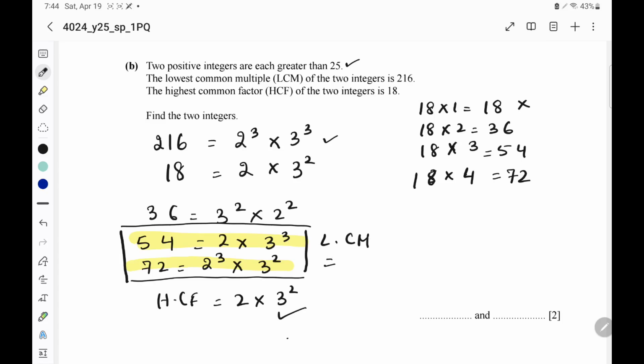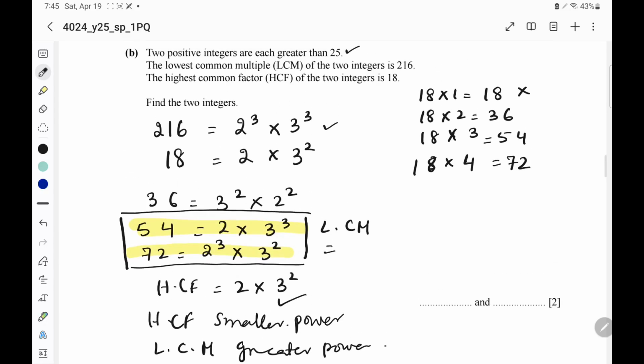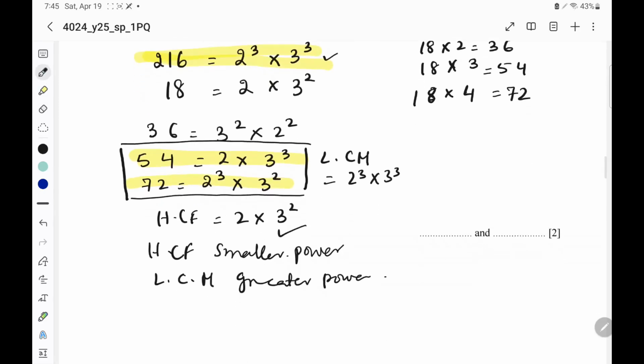LCM is the greater power. In HCF we take the smaller power, and in LCM we take the bigger or greater power. So what do you do? In LCM we'll take 2 cube into 3 cube, which is 216, as given in the question. So the two numbers which are greater than 25 are 54 and 72.